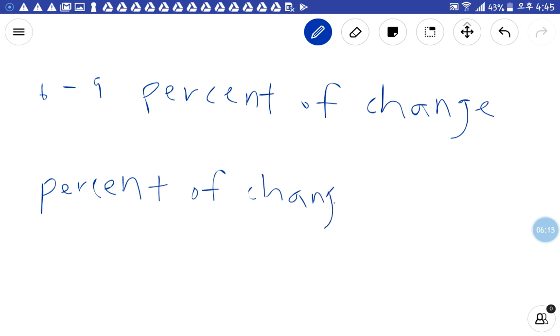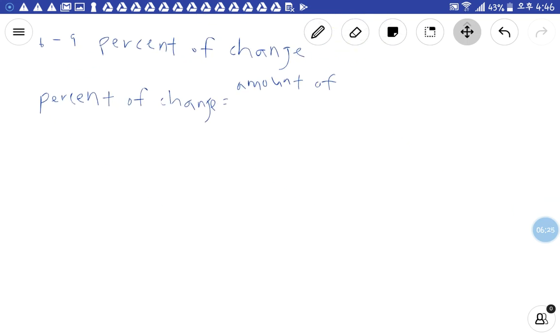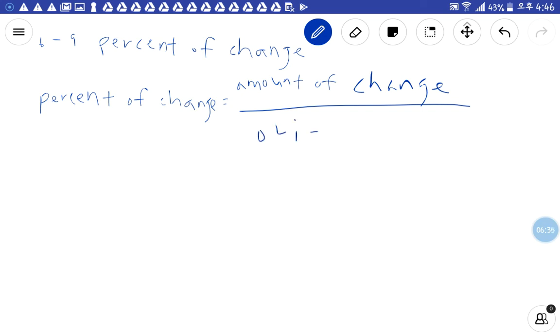It actually means this: amount of change over original amount. Okay? So let's find out with Example 1.